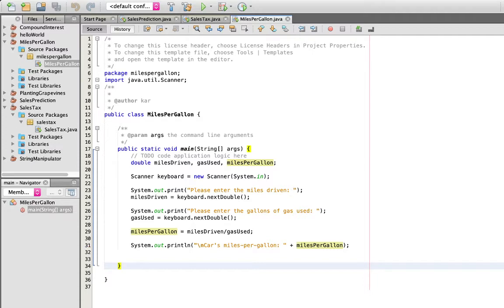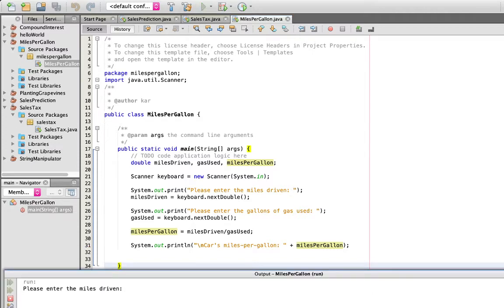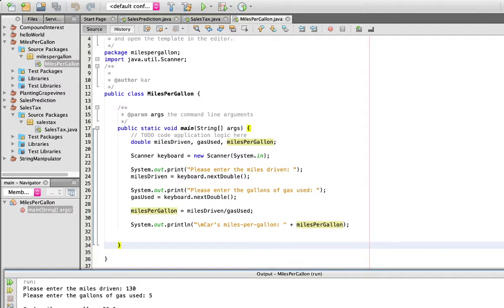So if we run it, please enter miles driven. Let's say, I don't know, 130. Okay. Please enter the gallons of gas used. I honestly don't know how many gallons of gas you'd need for 130 miles, so let's just put 5 maybe. And then there you go, car's miles per gallon equals 26. Okay, so that's that for the miles per gallon problem.